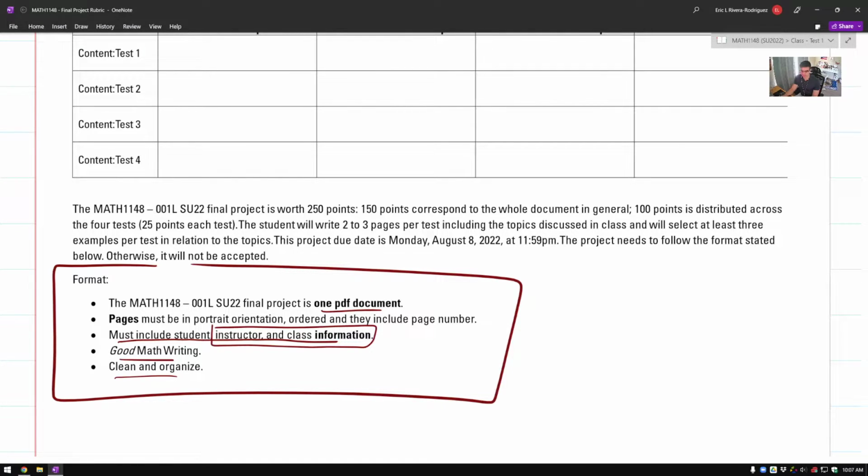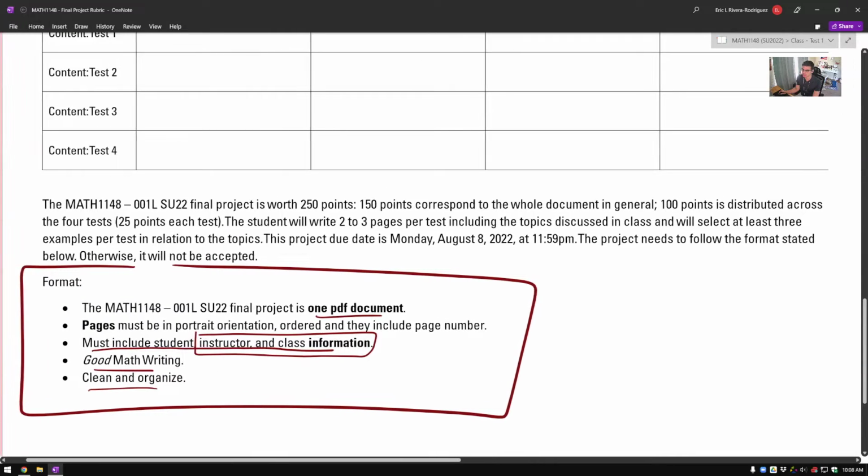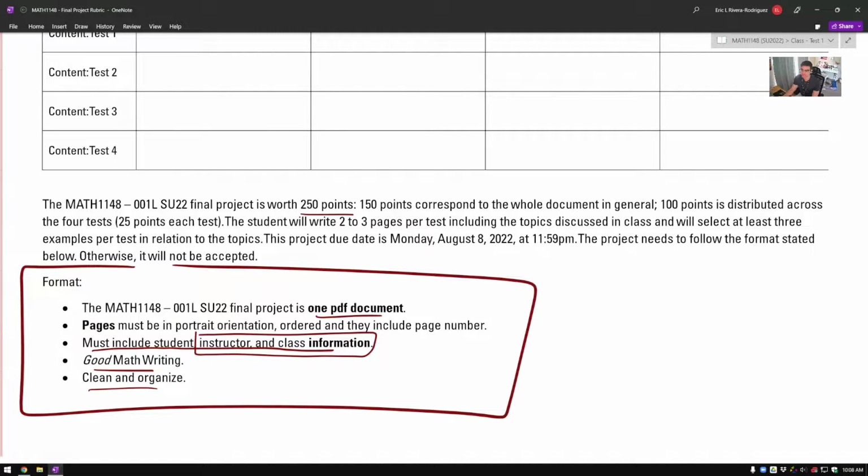Like I said, here you have more information, more details. The final project is worth 250 points. 150 points correspond to the whole document. 100 points are distributed across the 4 tests, 25 points each.